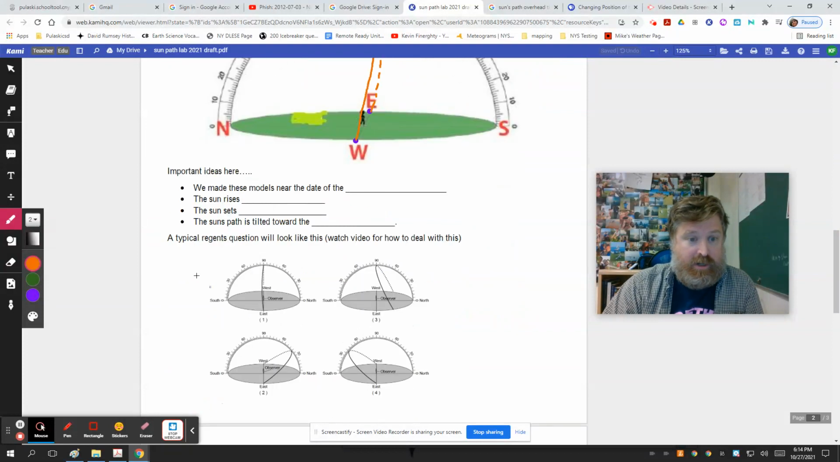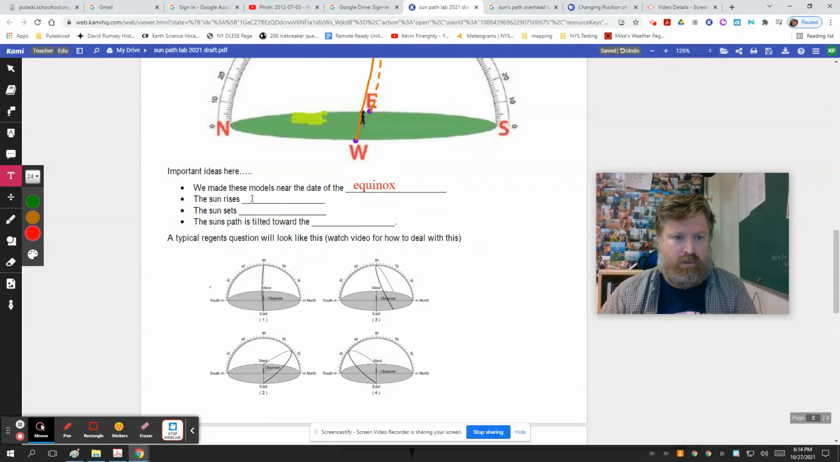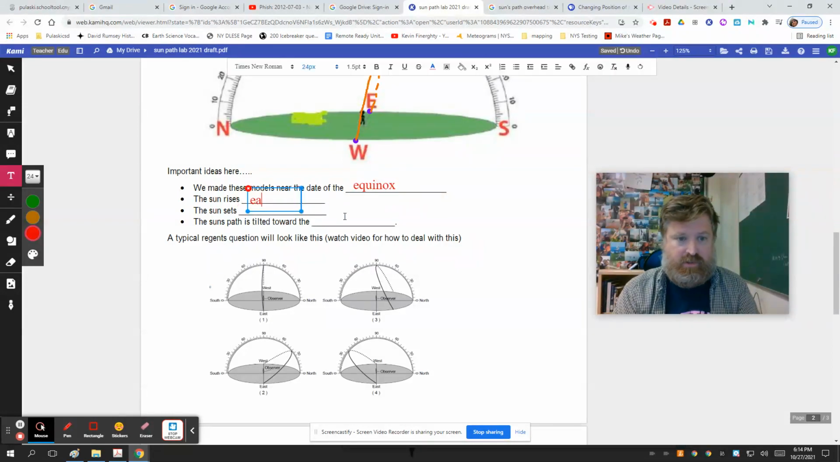So what are some important ideas here? We made these models near the date, not on the date, but near the dates of the equinox. The sun rises in the east, and that varies a bit. It's always towards the east, but it's going to slide a little north sometimes and slide a little south sometimes for about half the year. We got to figure all that out with the seasons.